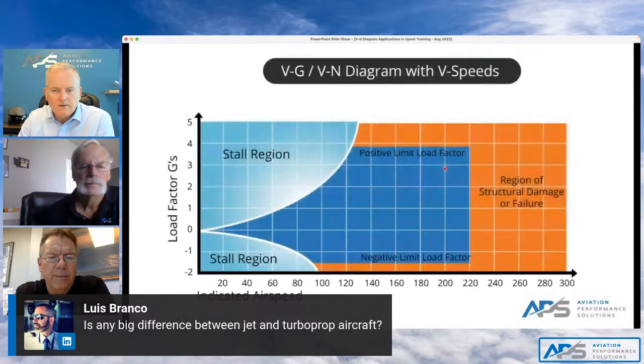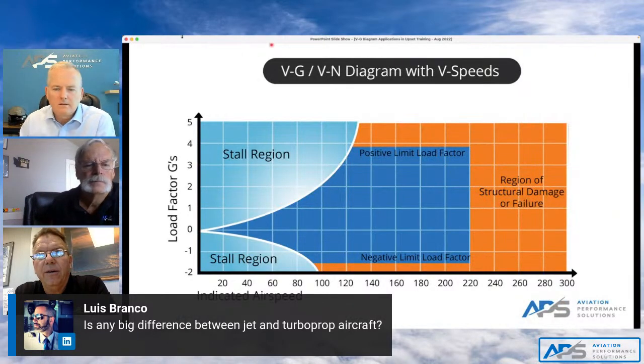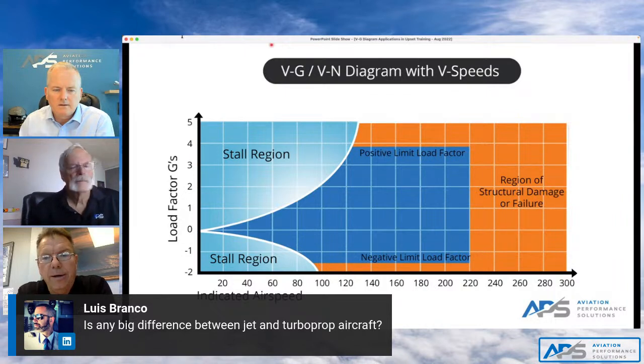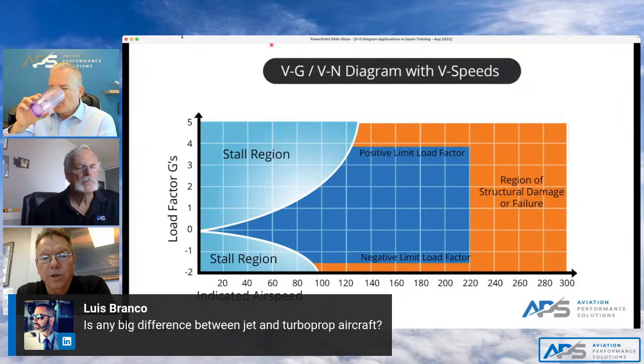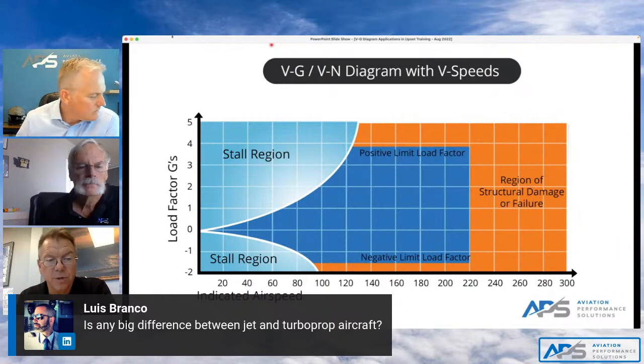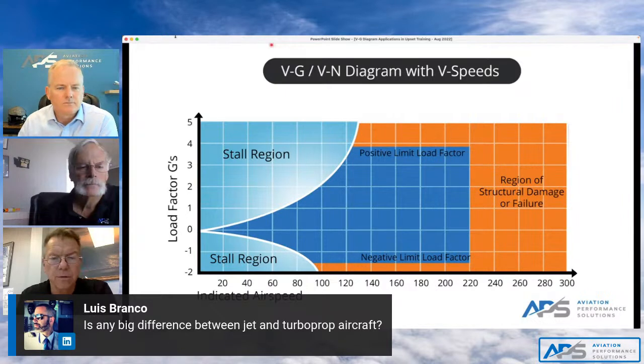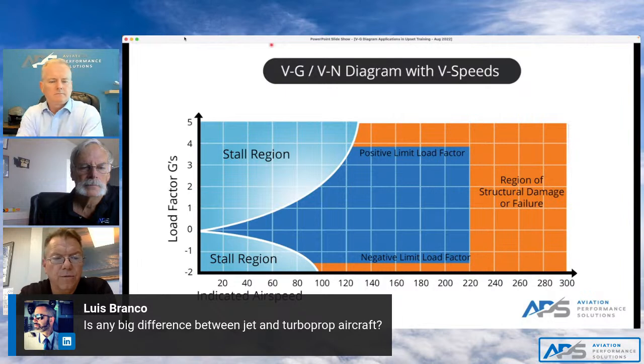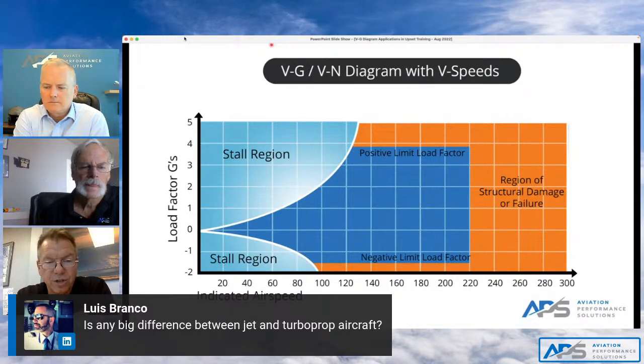Well, really from an aerodynamic standpoint, from a handling standpoint as well, even from a needed skill set in relationship to upset prevention and recovery, virtually no difference. Now, there's type-specific considerations, absolutely, especially as it relates to power and the wing type. But as it relates to a VG diagram, the one for a turboprop will look very similar. It has the same kinds of lines. We only need a few data points to actually be able to draw it out.